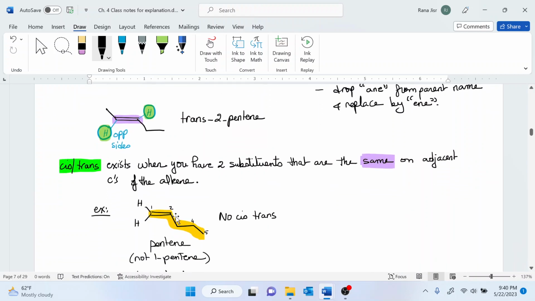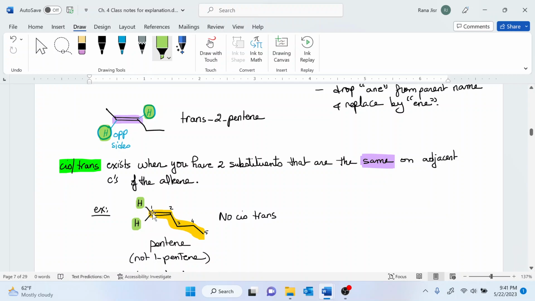When you want to name cis and trans alkenes, you want to make sure that you have two substituents that are the same on adjacent carbons, not on the same carbon. So look here, my double bond is a terminal double bond. Terminal means it's at the end. So since it's terminal, in this case I have my two hydrogens that are the same on the same carbon. This violates the rule for the cis and the trans in the alkene. To be cis and trans, you need to have two groups that are the same on adjacent carbons, not on the same carbon. So here I have no cis and trans.